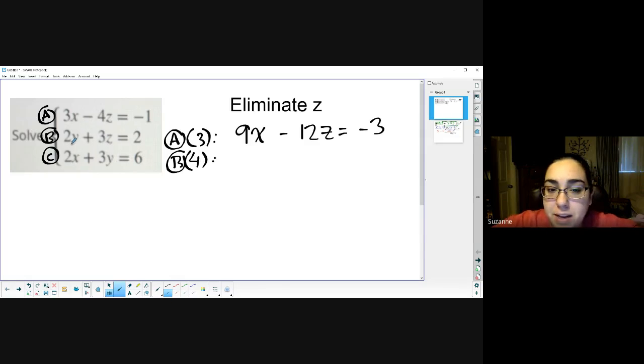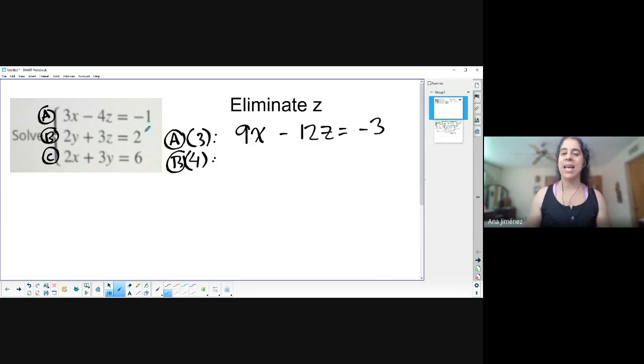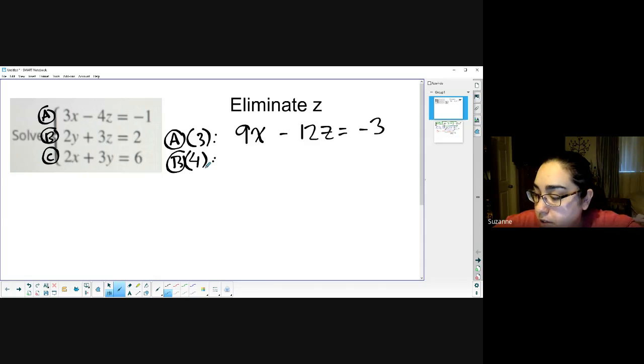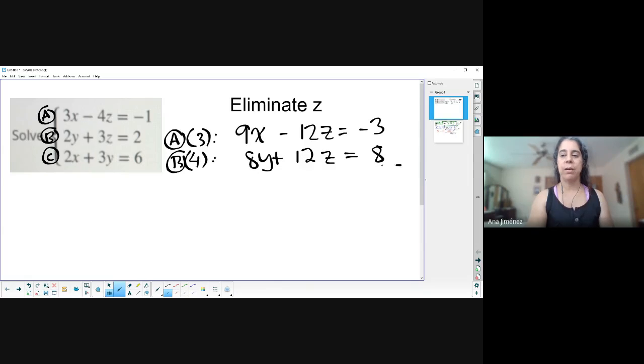I think what's happening is that I'm getting frustrated, so I'm midway through the problem and I'm just not completely finishing it. Right, and that happens. Some of this that I'm showing you, these strategies of writing everything down, will help with that. Okay. So 4 times B, you want to help me out with that? What'd you get for that? 8y plus 12z equals 8. Equals 8. Nice job. Perfect.